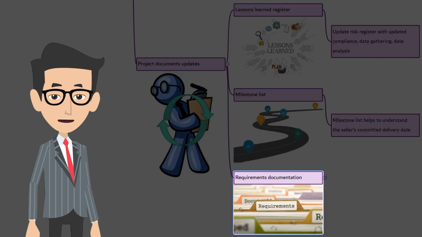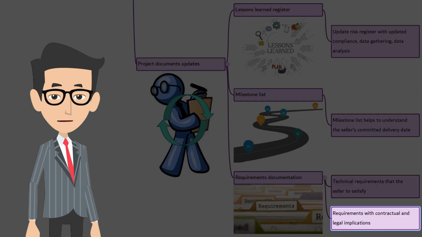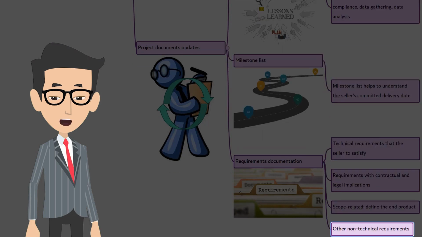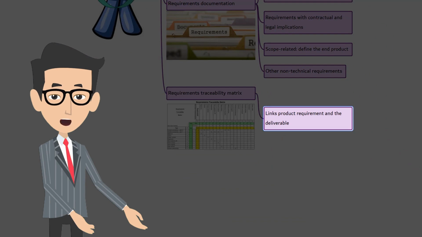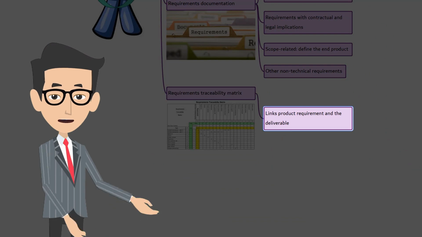Requirements documentation. Upon completion of the planned procurement process, you may have to update technical requirements that the seller has to satisfy, requirements with contractual and legal implications, scope related. Here we are talking about the end product and the non-technical requirements. The next one is requirements traceability matrix. The requirements traceability matrix links product requirements from their origin to the deliverables that satisfy them.